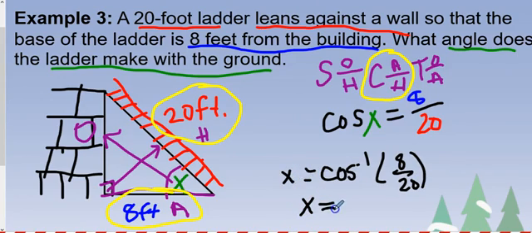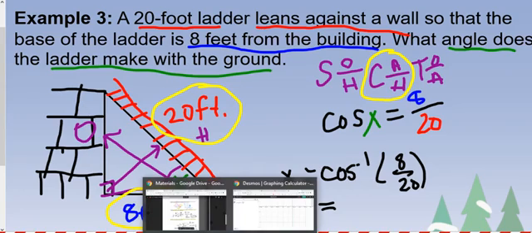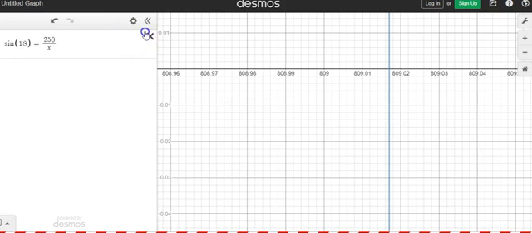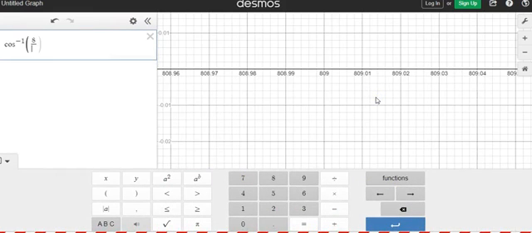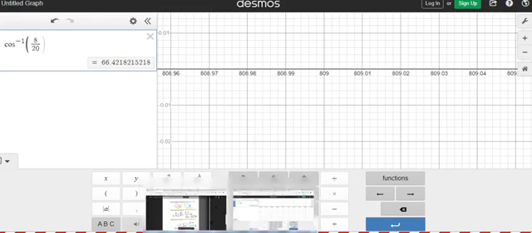And because we're doing a degree, we want to round to the nearest degree. So let's go to Desmos. We're going to type cosine inverse of 8 divided by 20. We're going to get 66.4. So that's just 66 degrees.